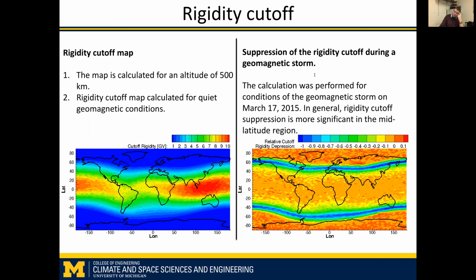This slide presents an example of calculated rigidity cutoff simulated for conditions before the magnetospheric storm on March 17, 2015. In the right panel, I present the suppression of the rigidity cutoff during the storm. One can see that suppression is most pronounced in the mid-latitudes.